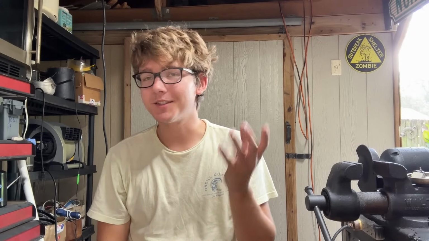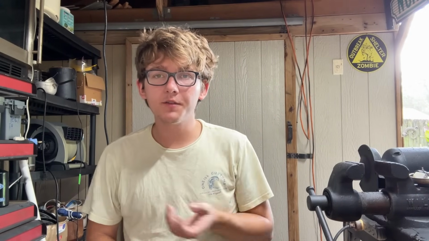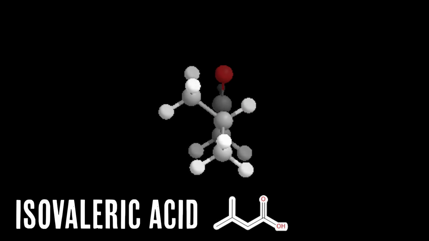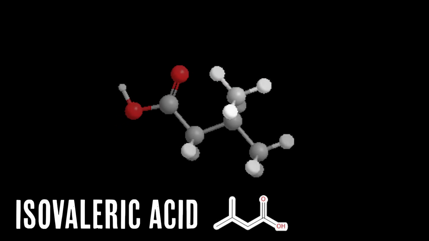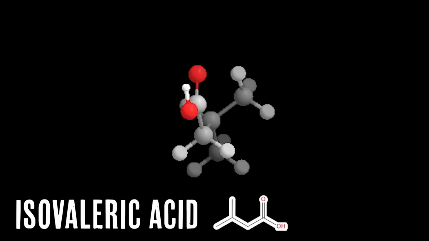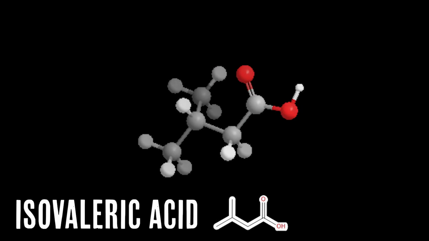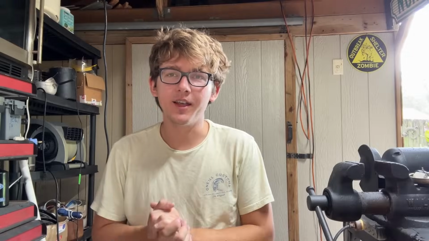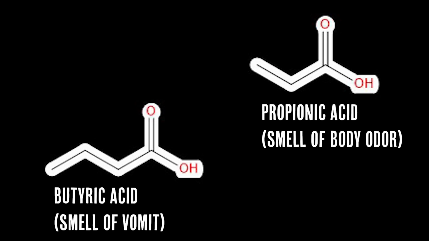So welcome back everyone, and today we're going to be making the smell of stinky feet. The compound we're after today is known as isovaleric acid, and this is a common low molecular weight carboxylic acid that you find in, well, stinky shoes. And it's produced by bacteria, and like most low molecular weight carboxylic acids, they don't smell the best.